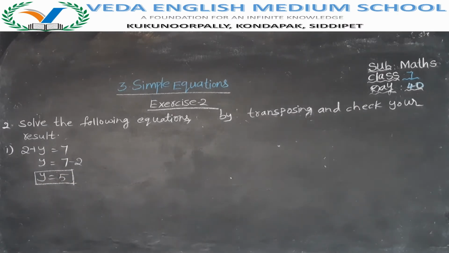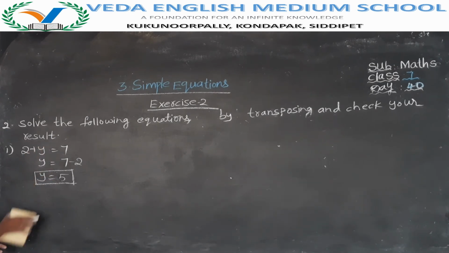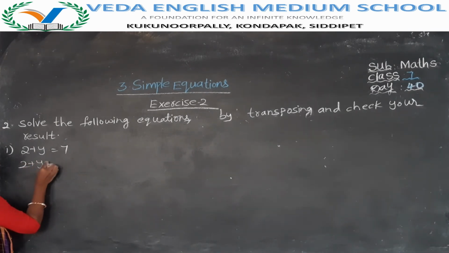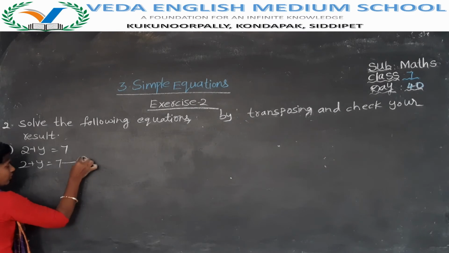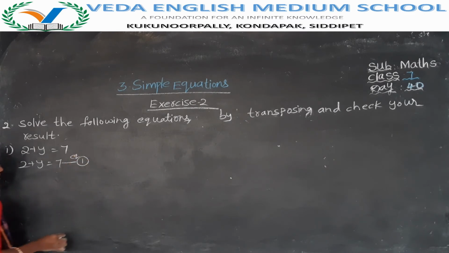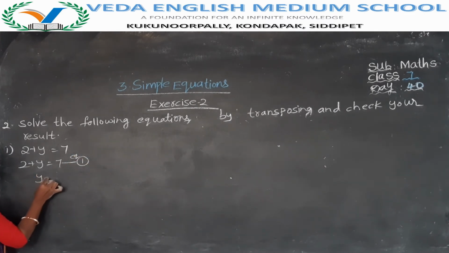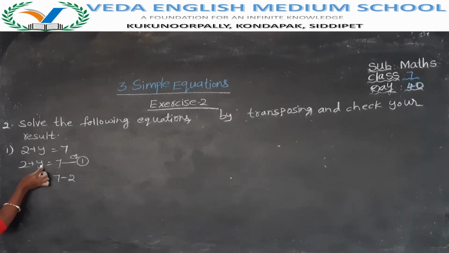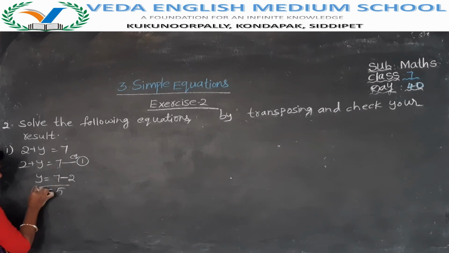To check the result, what do we have to do? Substitute the value of y in 2 plus y is equal to 7. Otherwise, write like this. 2 plus y is equal to 7. It is equation 1. Now to find the value of y, what do we have to do? From this 7 we have to subtract 2. Why do we have to subtract 2? Because this 2 is on the LHS side. When this 2 goes to the RHS side, plus 2 becomes minus 2. So the value of y is equal to 5. 7 minus 2, it is 5.